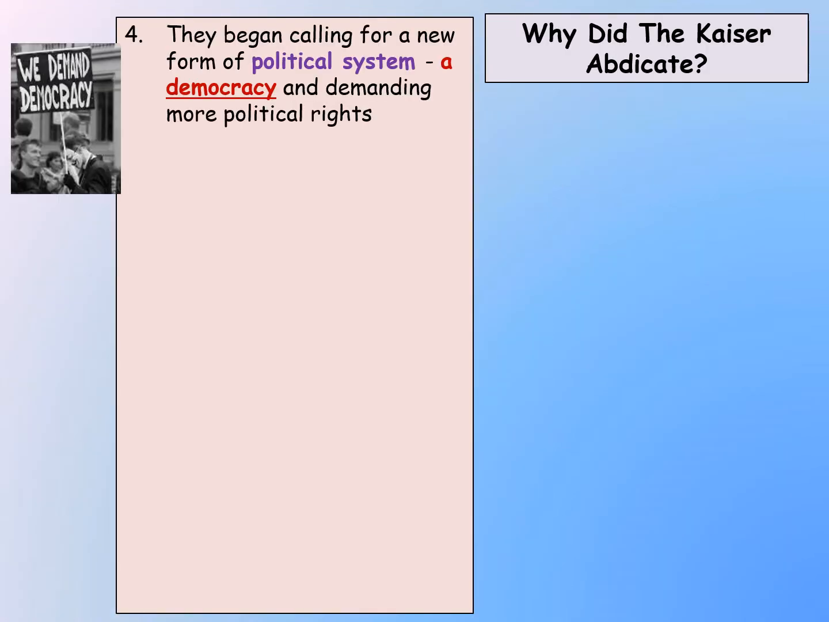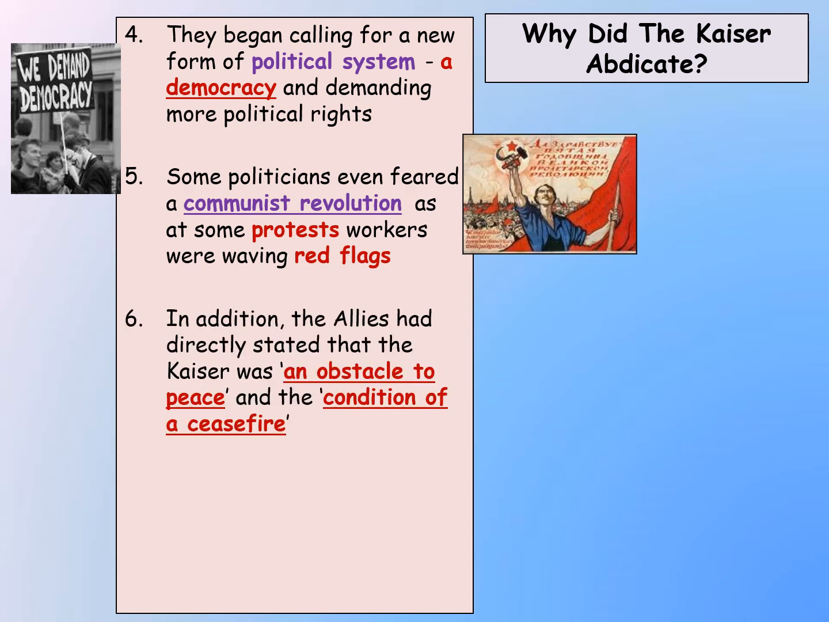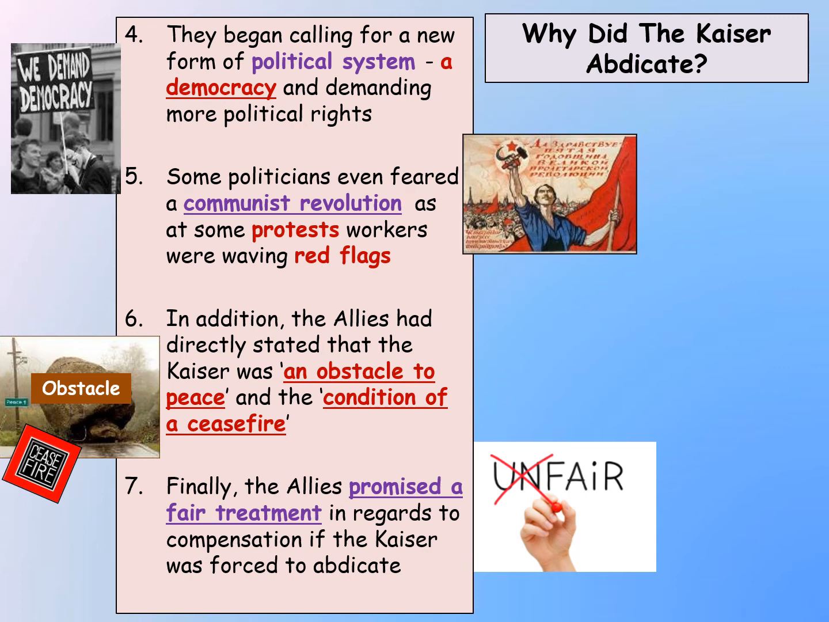Okay, so point number 4, we've talked about this: calling for a democracy. They were calling for a new political system, demanding more political rights, which we can see here. Some politicians were even really frightened that a communist revolution like had happened in Russia was going to happen. At some protests there were people waving red flags, which was the sign of revolution, so that was a major issue. In addition, the Allies had directly stated the Kaiser was an obstacle to peace and a condition of the ceasefire. And then finally, the Allies promised fair treatment for Germany if the Kaiser was forced to abdicate, and they did this first of all.